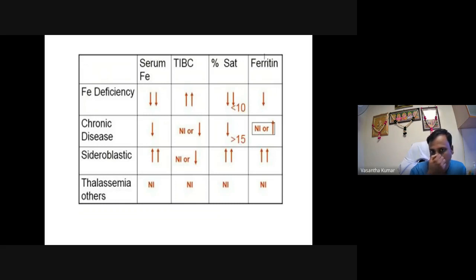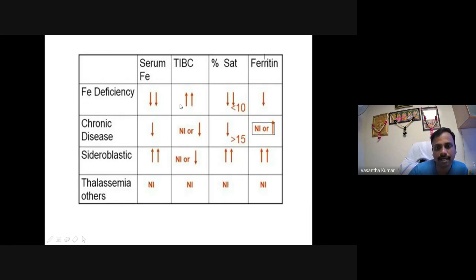In this flow chart you can appreciate how to differentiate iron deficiency anemia, anemia of chronic disease, sideroblastic anemia, or thalassemia. Suppose the patient has a microcytic anemia, then check the serum iron, the TIBC, that is the total iron binding capacity, and next the percentage of saturation and the ferritin. Ferritin is nothing but the stored form of iron. Remember that. First we see iron deficiency anemia.